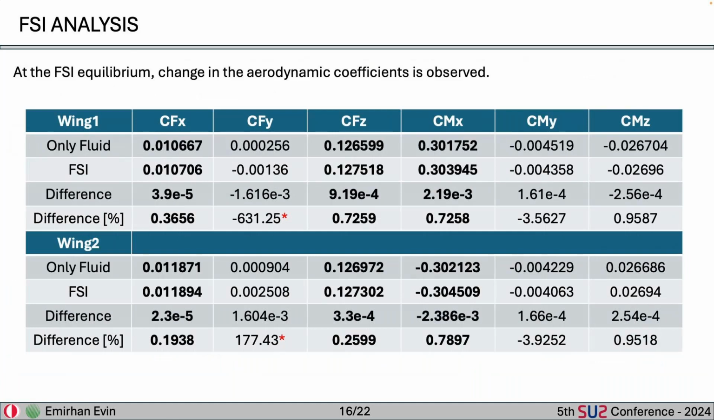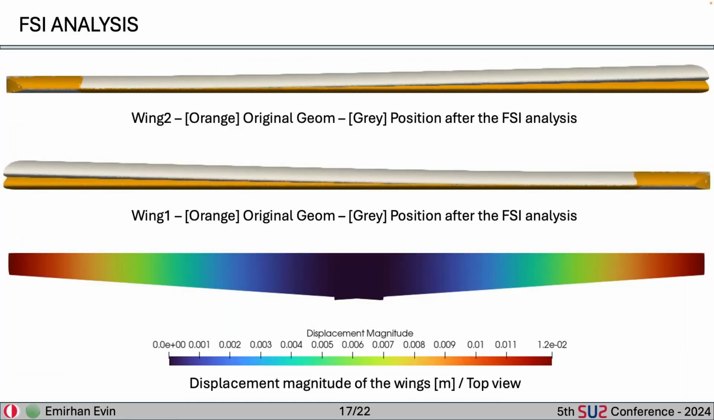After the FSI analysis, we can see that the aerodynamic coefficients have changed. The CFX, CFZ, and CMX values are important for us. The difference is nearly 0.7% after the deflection. And we can see the wings before and after the FSI analysis.